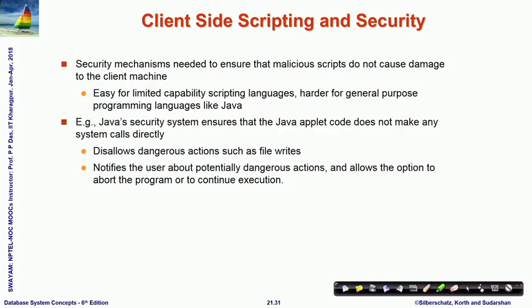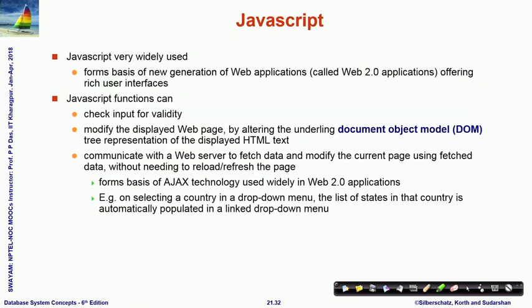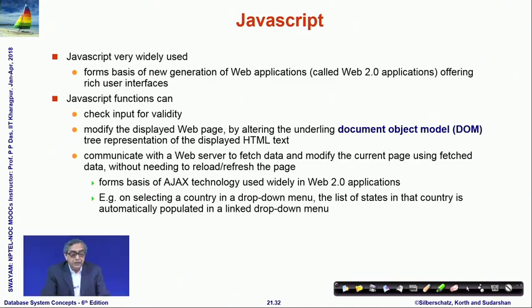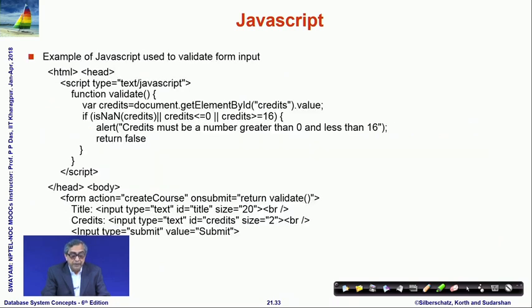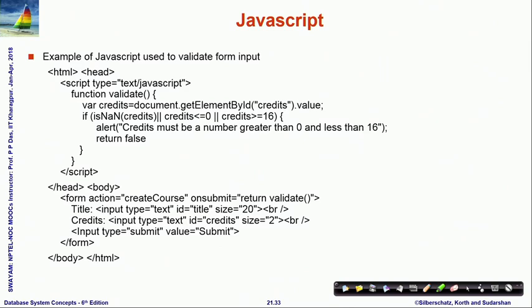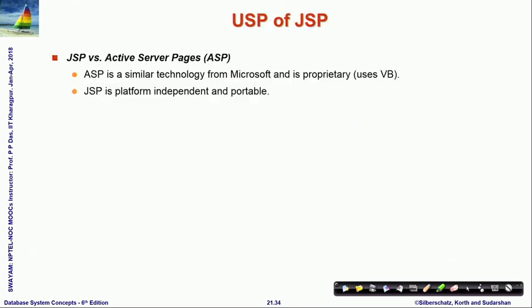For example, a Java applet, which is another way of doing client side computation, disallows file writes and so on. And JavaScript, as I have said, is widely used, and it can check for input validity, of which I gave an example. It can modify the displayed web page, it can communicate with the web server to fetch data and so on, and you should familiarize yourself with JavaScript more. It is a very powerful mechanism to compute simple things at the client side. This is an example that I have given. You can read through it, and if you know Java, you will be able to understand JavaScript very easily.